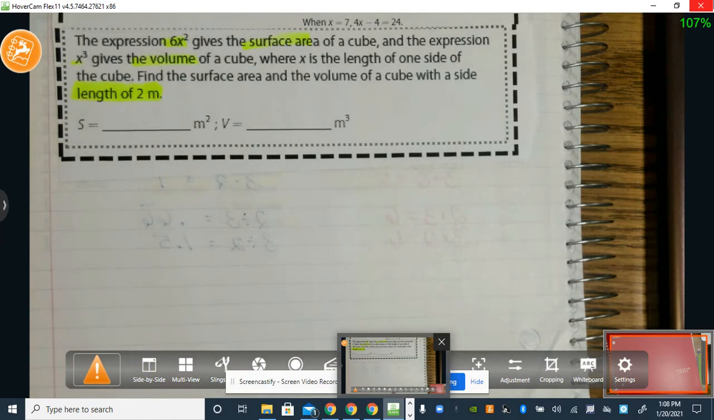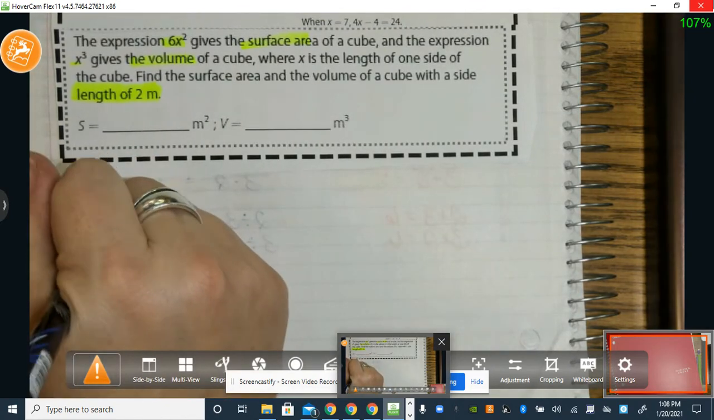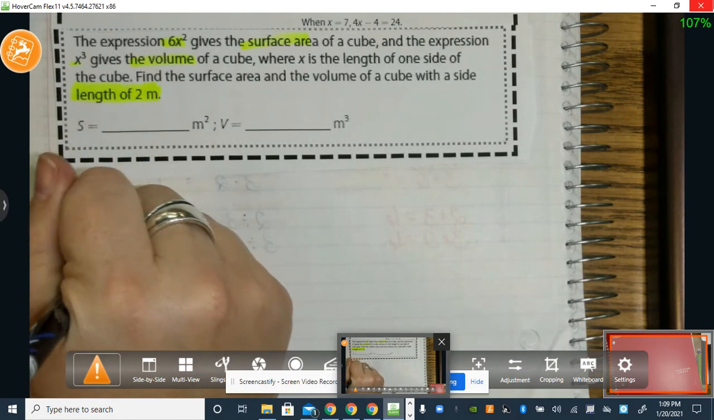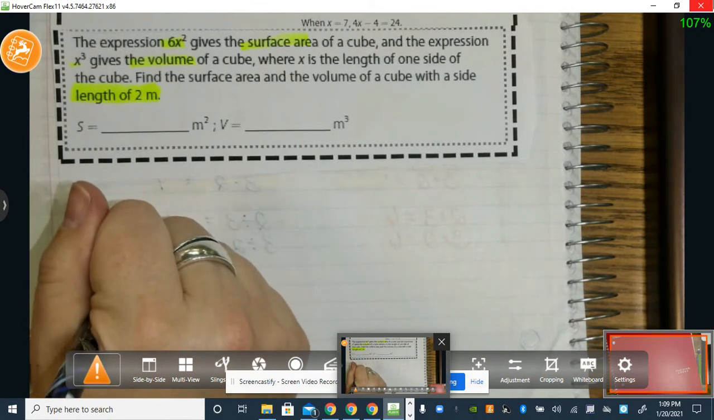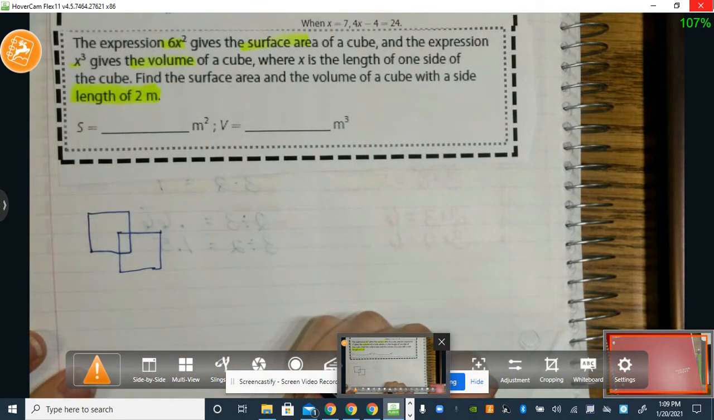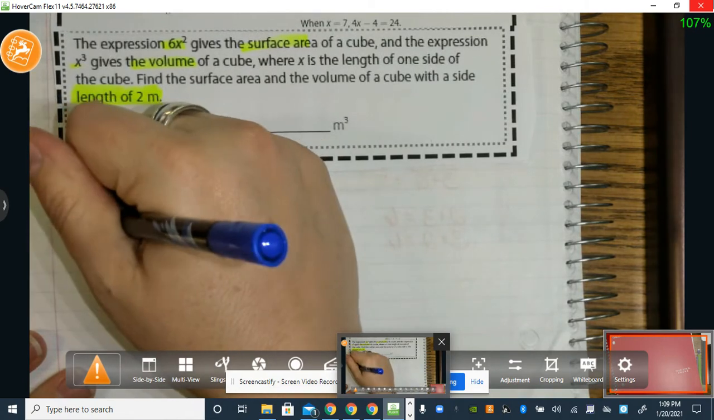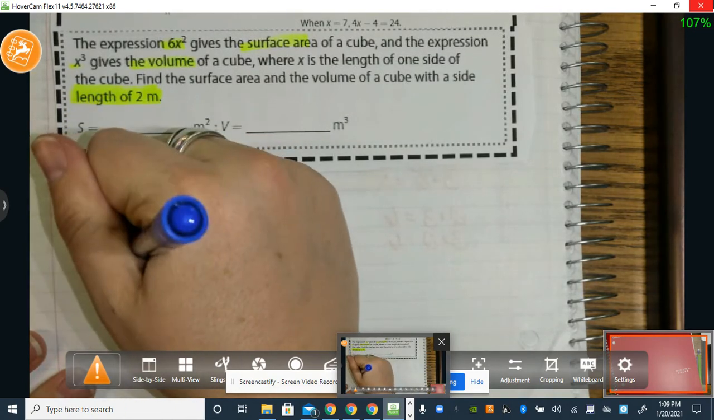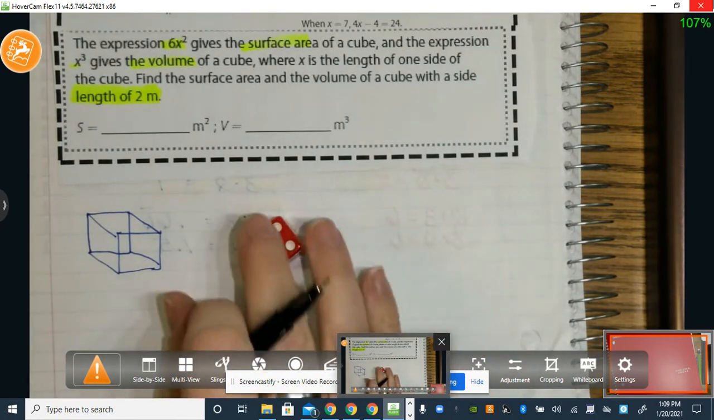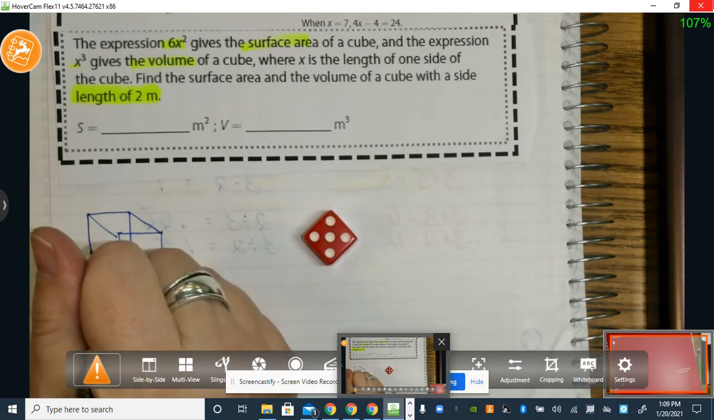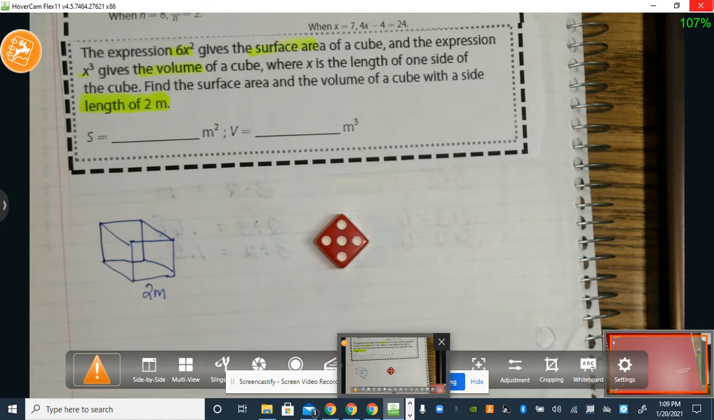Now, you've done volume in science. You've done volume of a rectangular prism, but we're talking about a cube here. And a cube, I'm going to attempt to draw, is 1 square, and then you have another square kind of on top of it, and then you connect the points. So remember, a cube is like a dice. And all sides are the same. So all sides would be 2 meters. Even though it doesn't look like it, it will be.